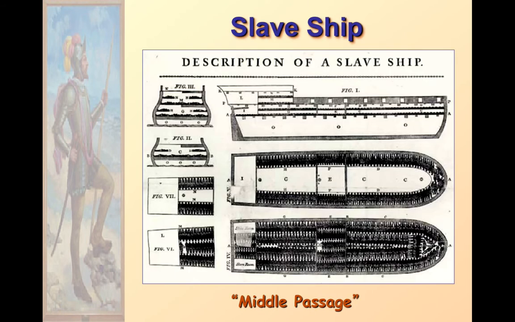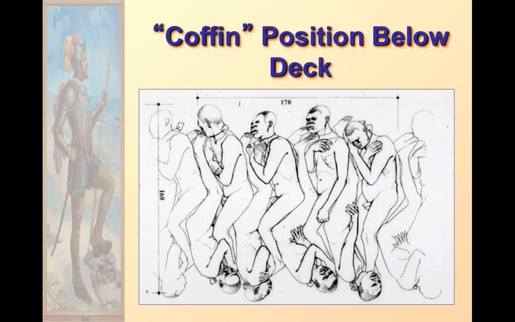Okay, the slave ships, the Middle Passage. The slave trade, as I said, once it kicks off big time, there's a lot of money to be made on this. So when the slave ships show up, they begin compacting them as much as they can. They begin to lay the slaves out in what was known as the coffin position. They would be stripped naked.